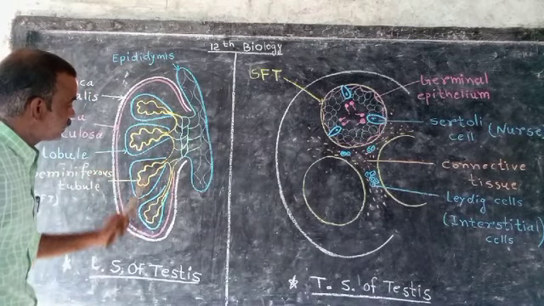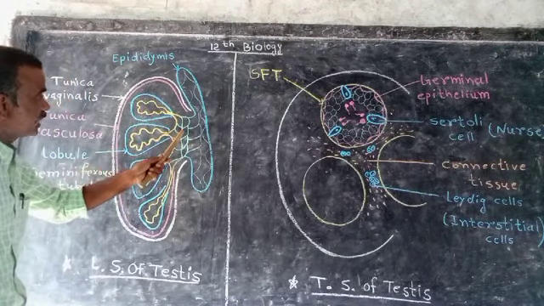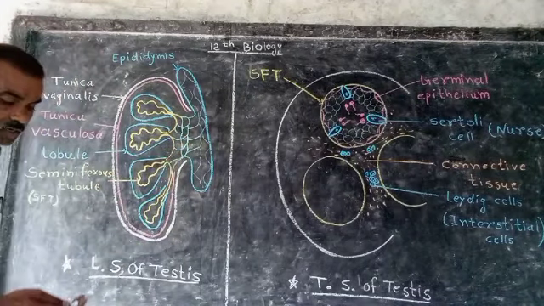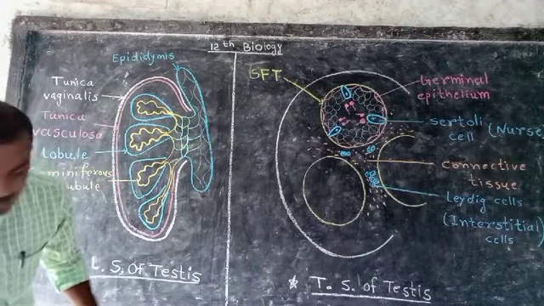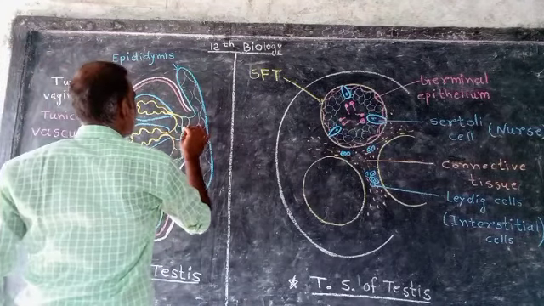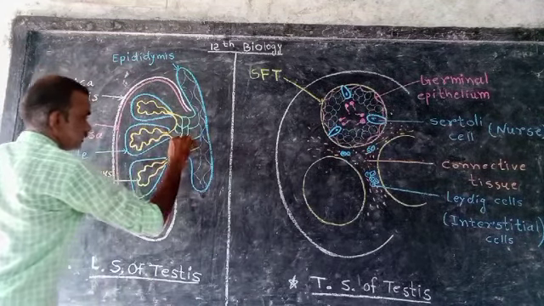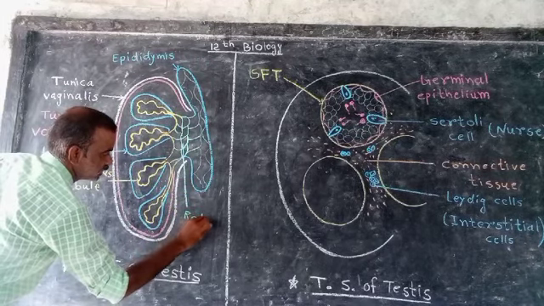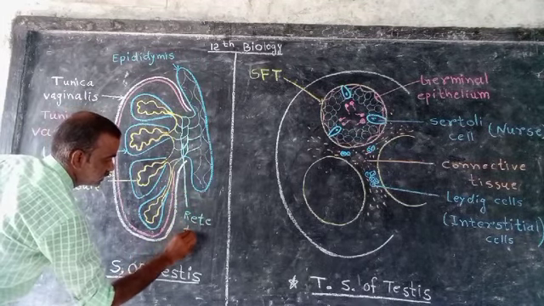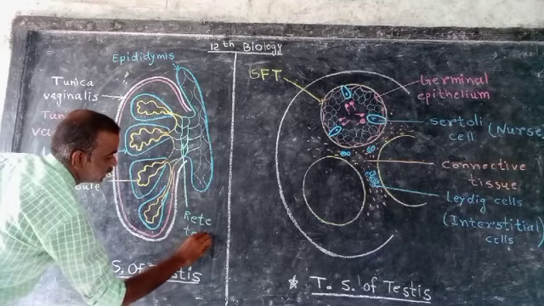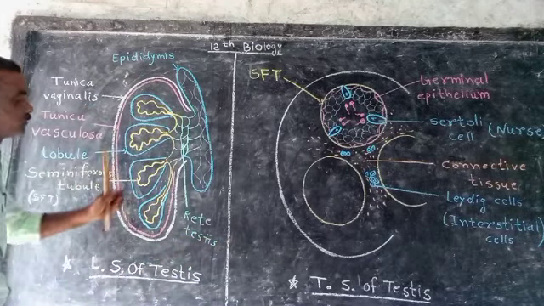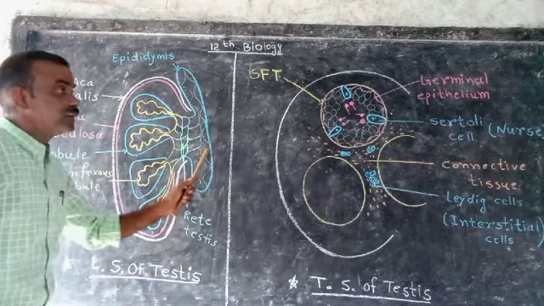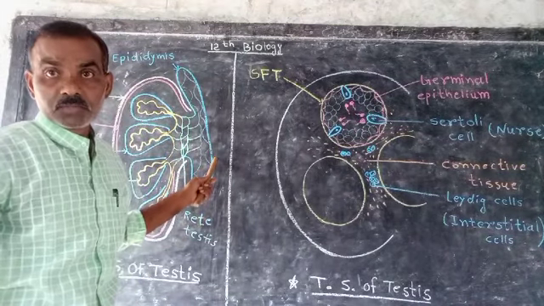The sperms from all the seminiferous tubules are collected in a network of capillary-like structure that is known as rete testis. And that rete testis passes the sperm to a temporary storehouse of the sperm.